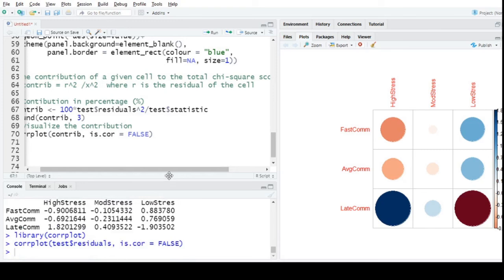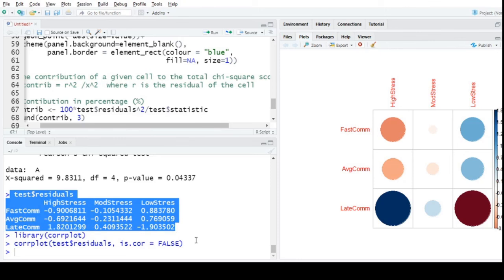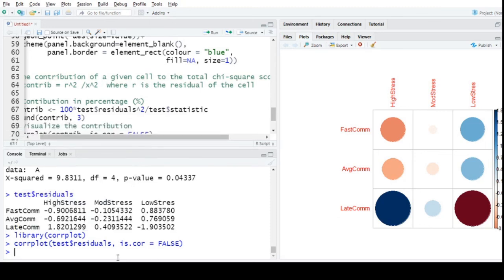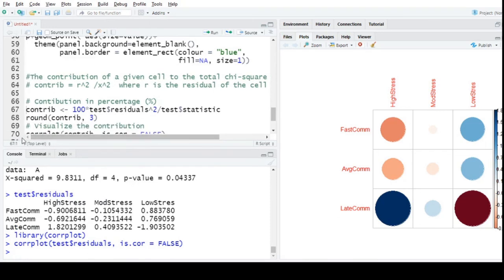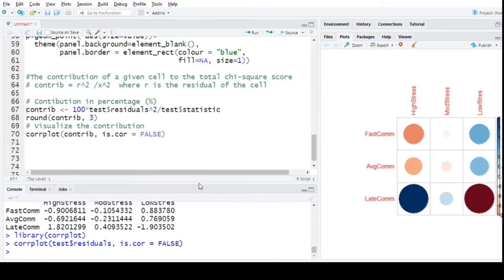Let me highlight it. So this is the residual, right? Now what is the contribution of each of these cells to its overall chi squared? So the contribution is equal to r squared divided by chi squared. So that's the formula, and we have used this formula here. It is just another way of representing, so don't worry about it.